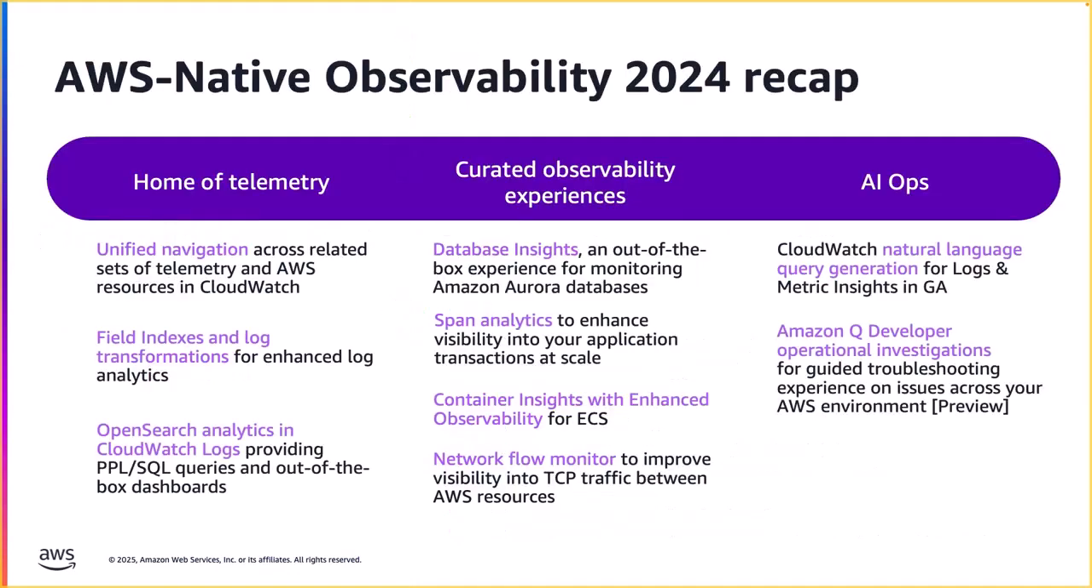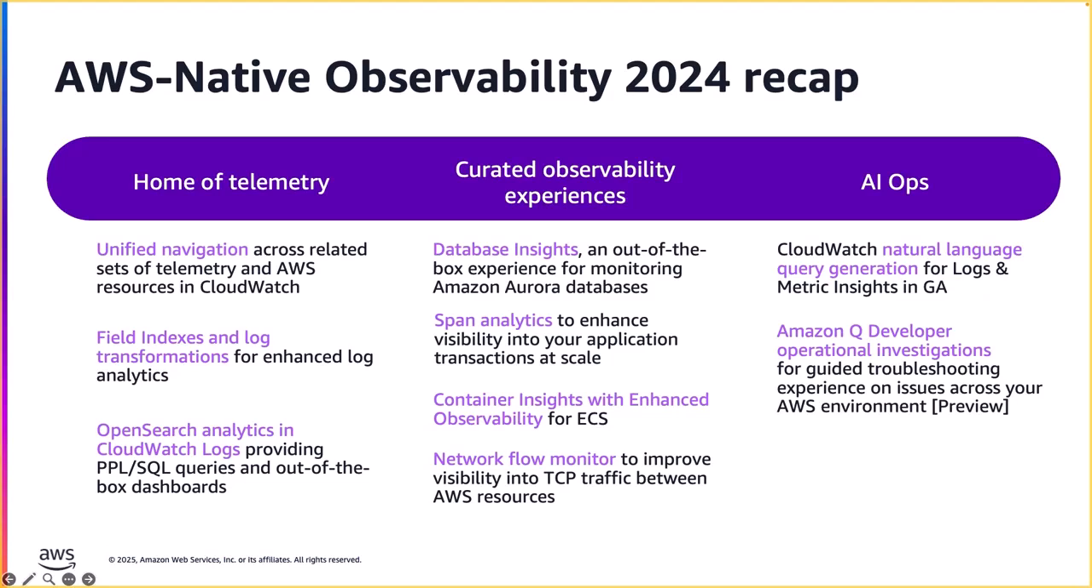Moving on, AWS native observability. We have the recap. If we were to bucketize them into themes, we have three big themes that we launched in. The first is the home of telemetry, the unified navigation to make the discovery and navigation across related telemetry much easier. We launched resource-based telemetry correlation and single-click navigation in CloudWatch.